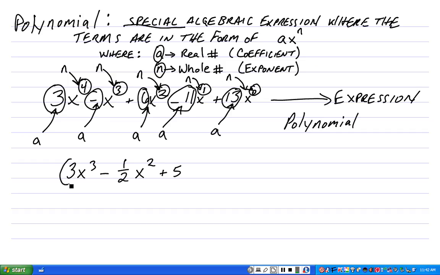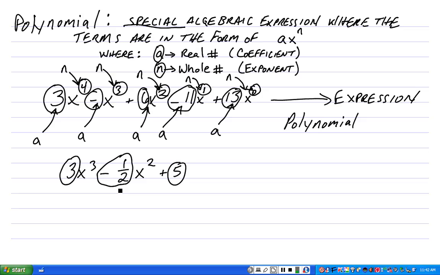So our a is 3, our a is at negative 1/2, and our a is 5. Okay, and again, these are our coefficients. Our A represents coefficients, and we have to ask ourselves, are these all real numbers? And the answer is yes. 3 is a real number. -1/2 is a real number.